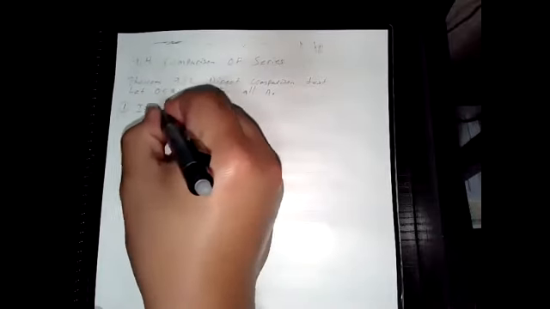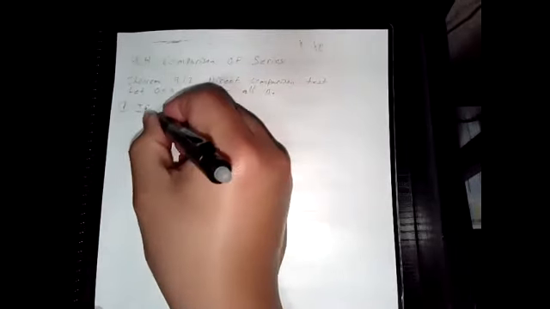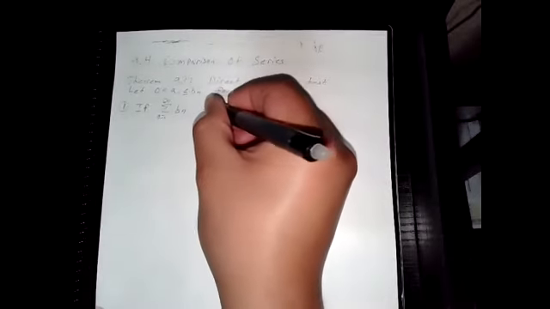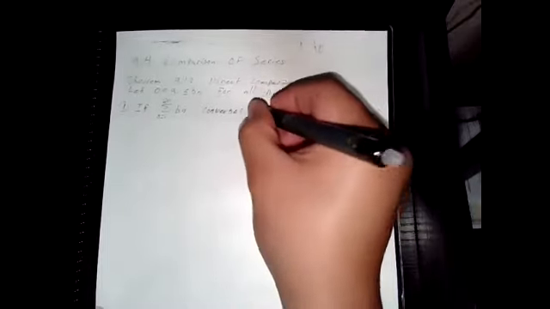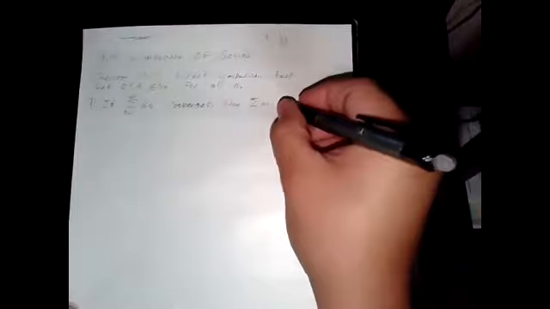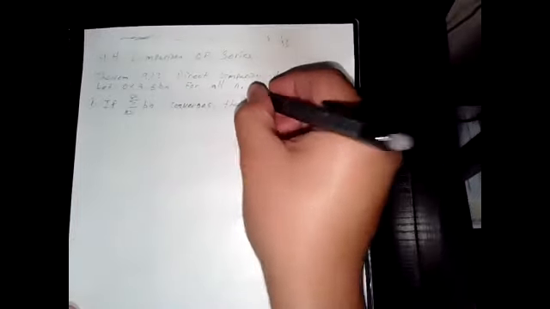If the series b sub n, as of course n goes to infinity, from 1 to infinity, converges, then the series a sub n also converges. Okay. Number two.